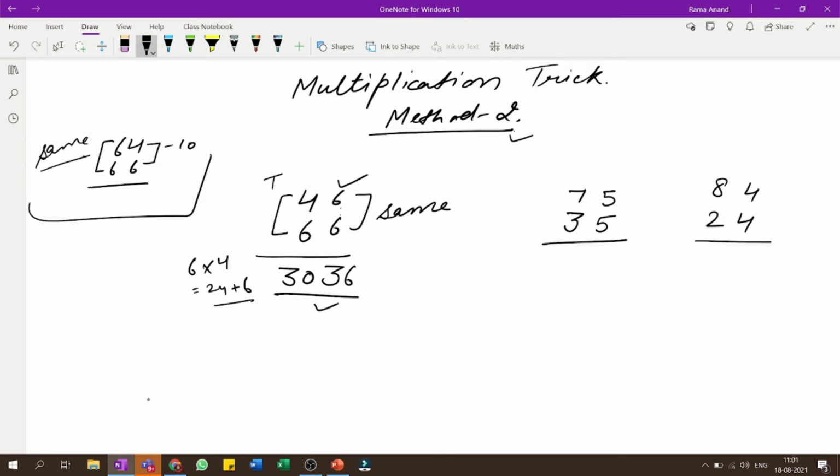Let's try here. 5 into 5 is 25. How to deal with these two digits? 7 into 3, 21, and plus one digit from the unit place. 21 plus 5 is 26. So this will be my answer. Let's try this number. 4 into 4, 16, and then 8 into 2, 16, and 16 plus 4, 20. So this will be my answer.